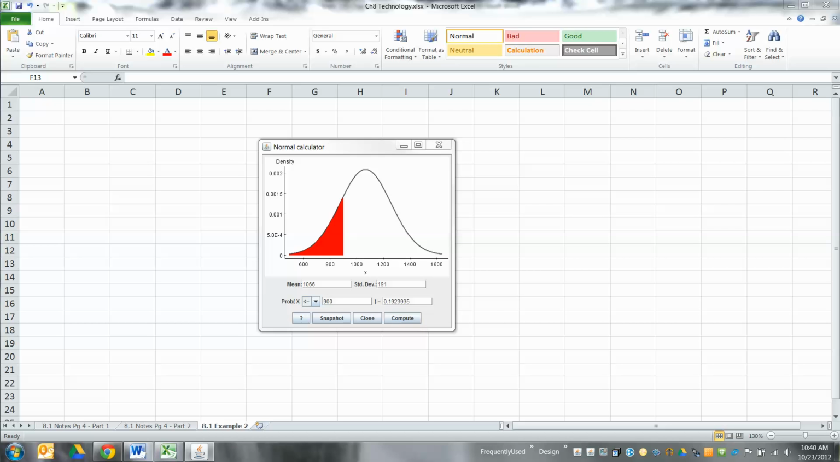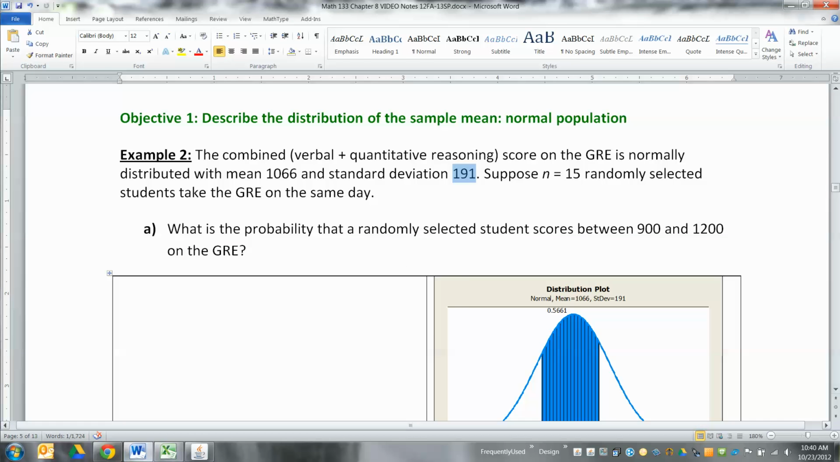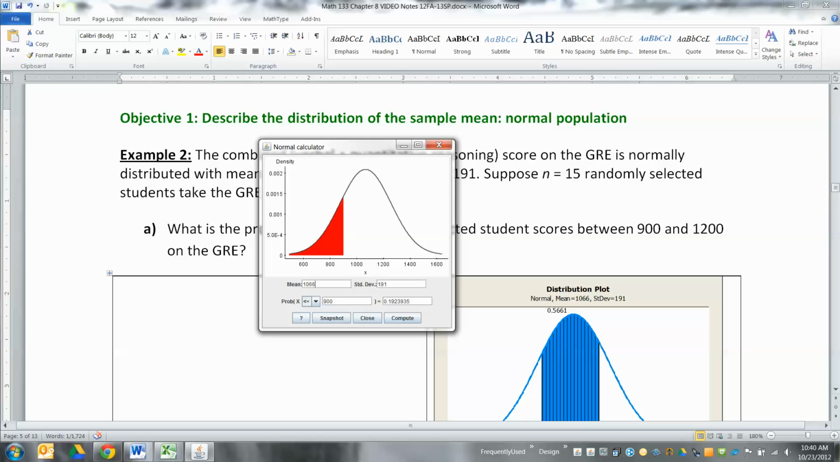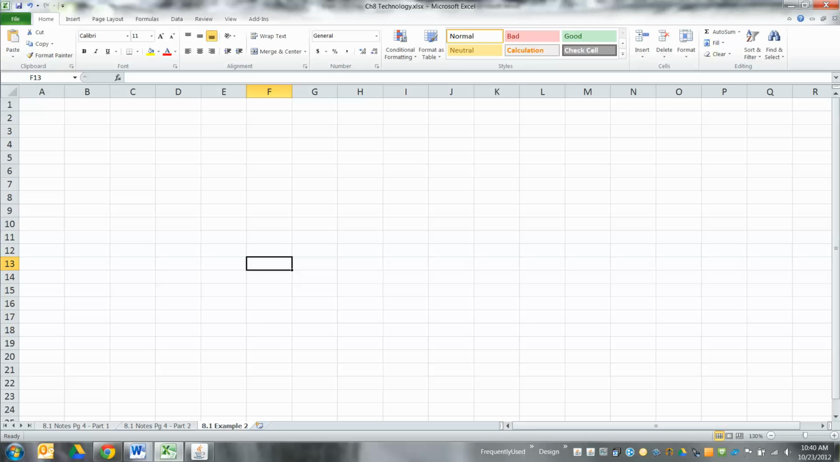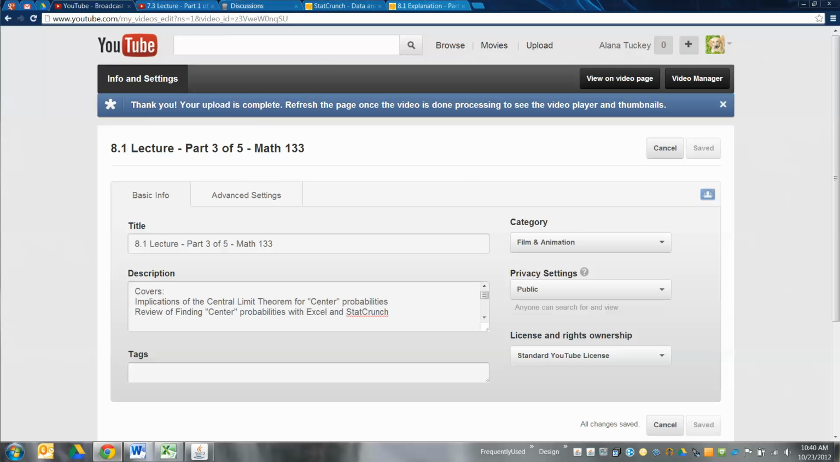Okay. And I'm going to do it again, but for, I think it was 1200 was the other number. Yep, 1200. Okay, so put 1200 right down here. Compute. There we go. Snapshot. This is example 2A, part 2. Okay. Now I'm going to go to my StatCrunch, and I'm going to copy and paste those.